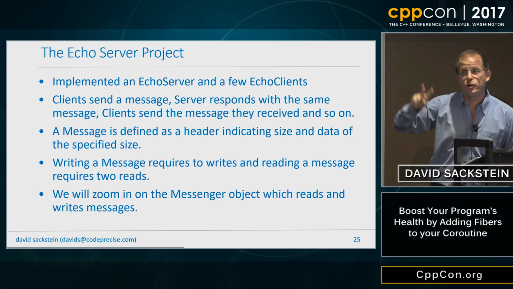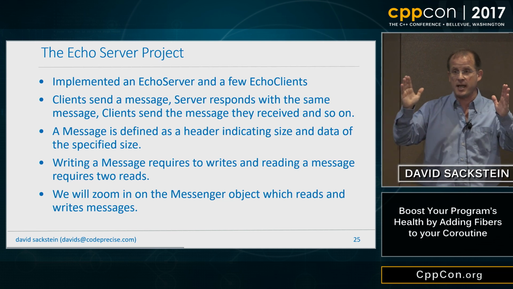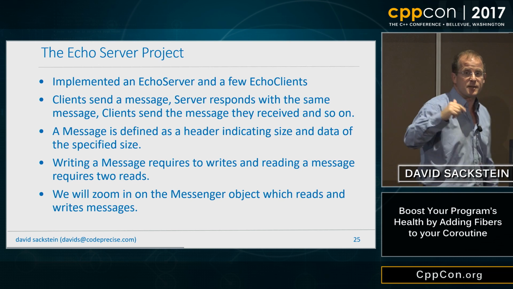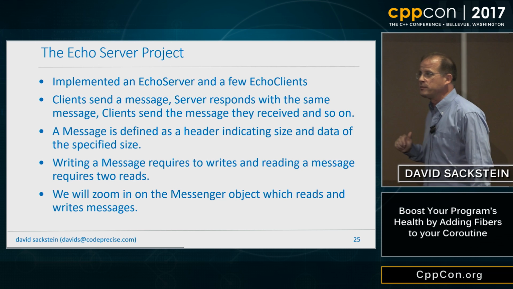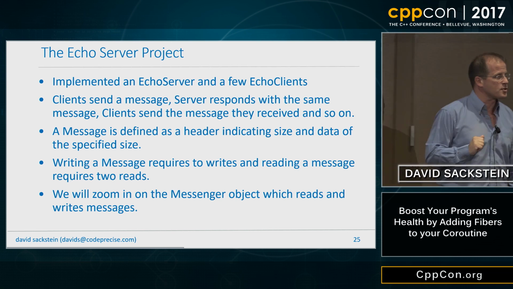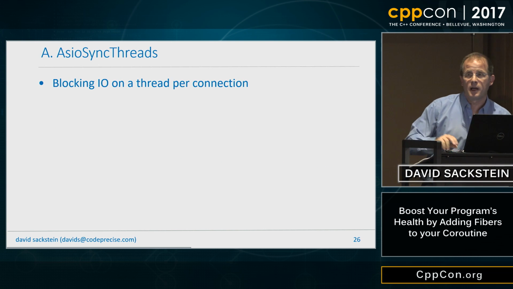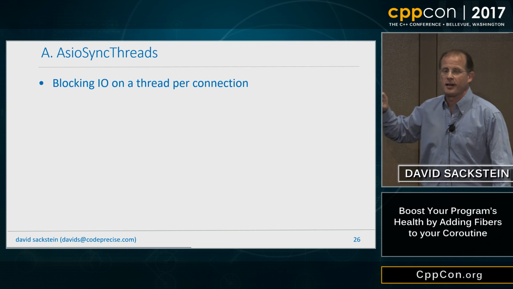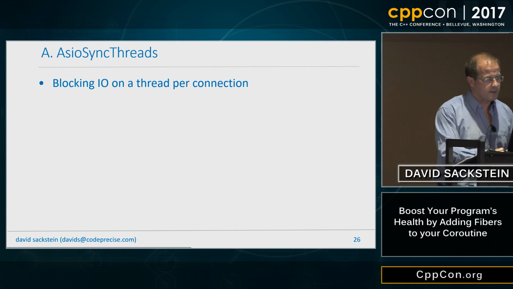In order to read a message, you need to make 2 IO calls. You first need to read 8 bytes, a size_t, giving you the size of the data. And then you need to read the amount of data specified by that size_t. This will become important later on. It complicates things a little bit when reading from the stream. So I want to zoom in on the messenger object and show you how it would look in each of the different technologies that we can discuss for I/O in this case.